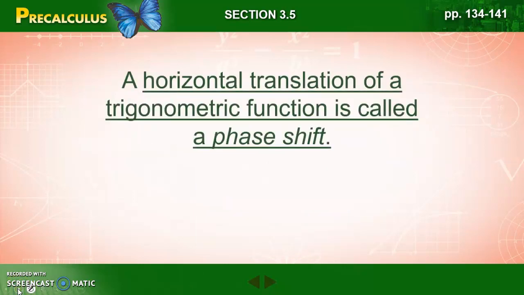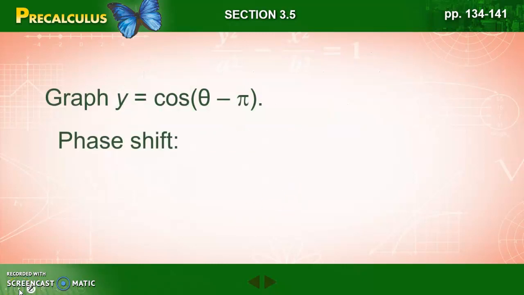A horizontal translation of a trig function is called a phase shift. Now, if you remember back when we were doing translations, that horizontal translation, that was what was inside the parentheses. Right? It was that x minus h plus k is what we had earlier. So this horizontal translation, that's going to be inside now instead of with our x, but with our theta. In trig functions, it's called a phase shift. So it has a special name.